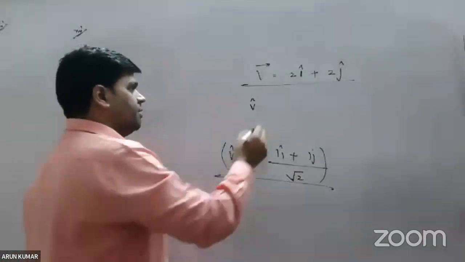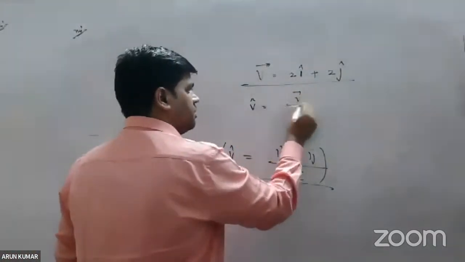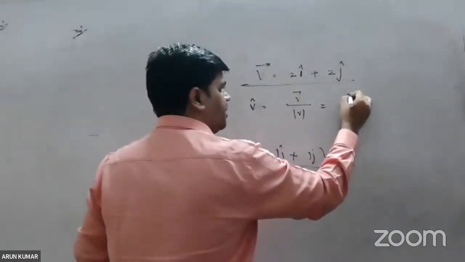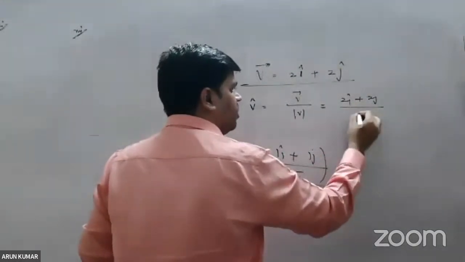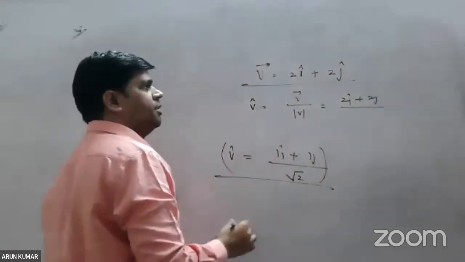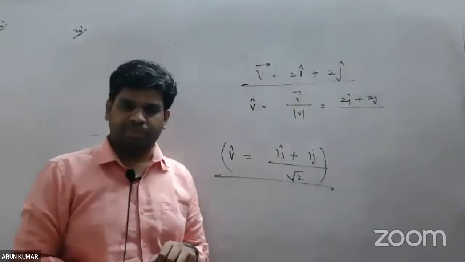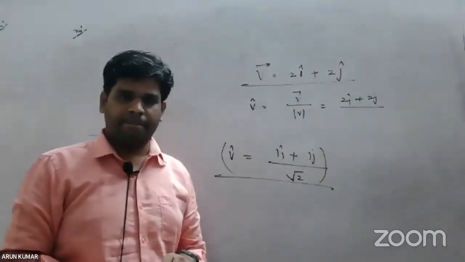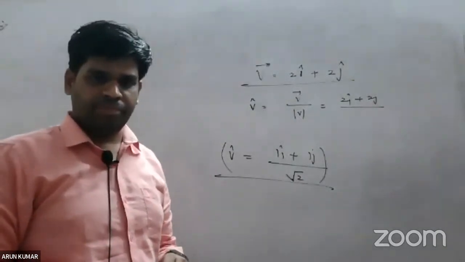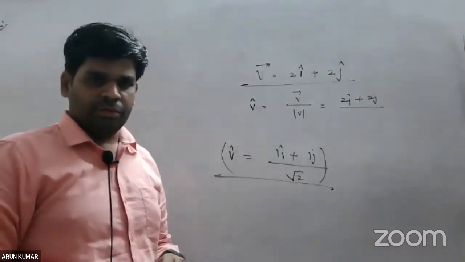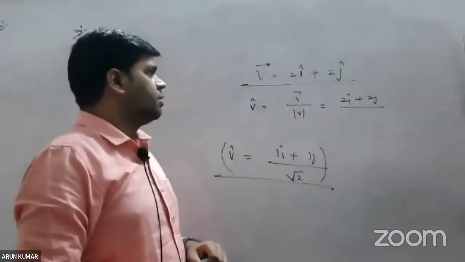What do I do? Same thing. There are two ways of doing it. V bar by mod v. V bar is 2i cap plus 2j cap, by mod v. What is mod v here? Can you tell me? Vx square plus vy square under root. Root 8. Right.